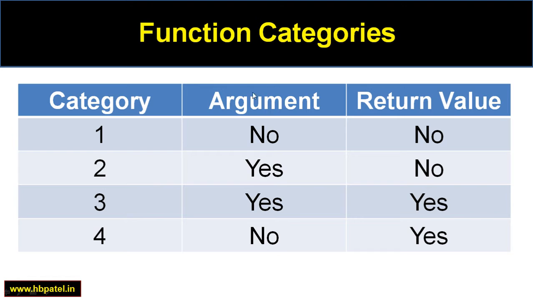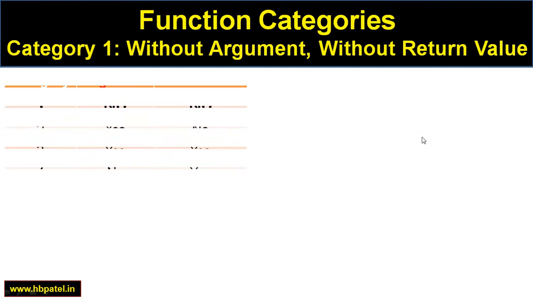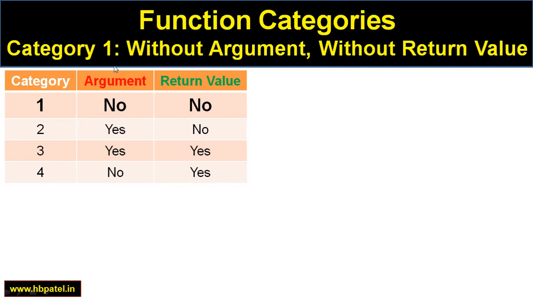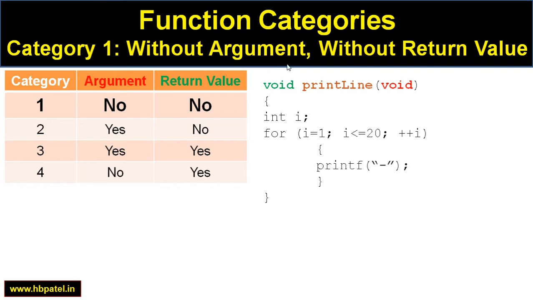So let us start with the first category, wherein we do not provide any argument and we do not return any value. So function without any argument and without a return value. This is the first category that we are going to see now. If I am not returning anything, over here it is no, so that's why we are specifying void. So the return value is nothing. The green color is used for the return value. So this void is for no return value.